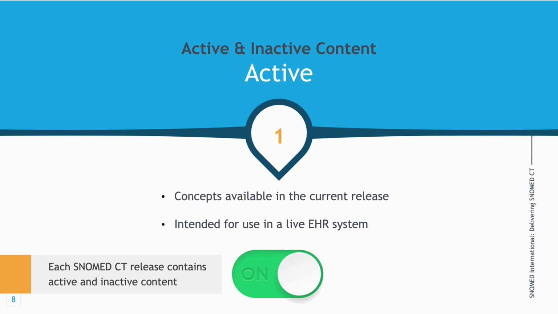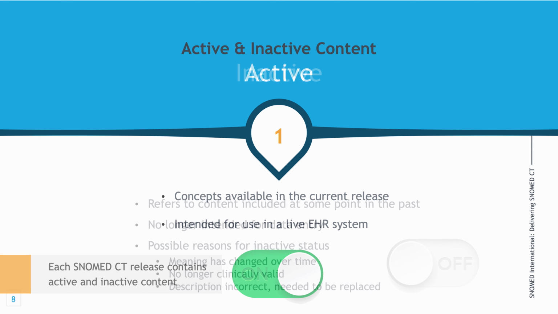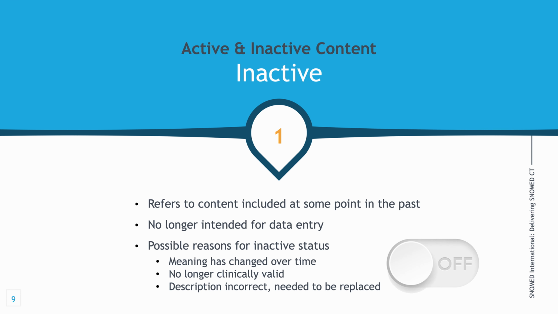SNOMED CT is structured and managed in such a way that any concepts ever to appear in a release will remain in the data files forever. If these concepts are not intended for current use, they are marked inactive in the current release. This content should not be used for data entry going forward, but may still be valid for historical queries. Concepts may have been inactivated because their meaning has changed over time, they are no longer clinically valid, or they were found to be incorrect and have now been replaced. However, all inactive concepts are still included in every release to support longitudinal data analysis.